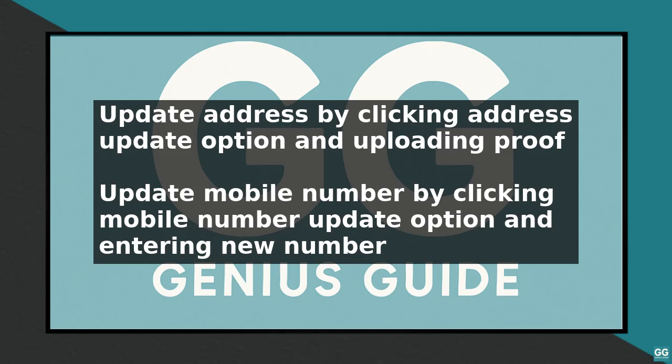If you want to update your address, click on the Address Update option and enter your new address details. You will also need to upload a proof of address document, such as a utility bill or rent agreement.